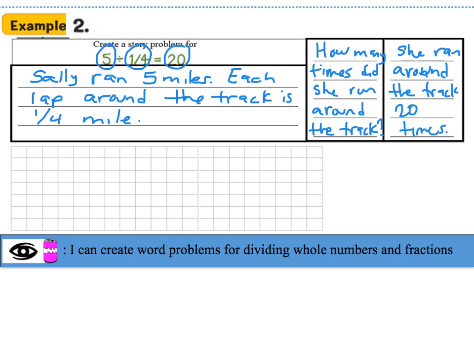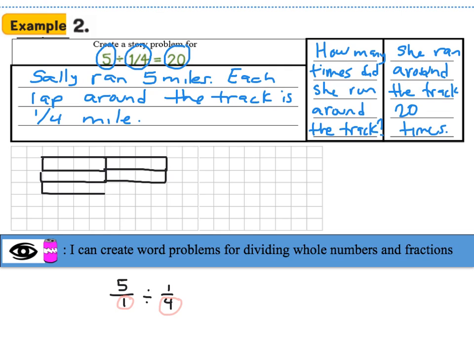Alright, so now that we've written our story problem, let's go back and check how they really got the number 20 using the algorithm, which was 5 over 1 divided by 1 over 4, and I know that my model needs to be a 1 high by 4 long. So here's 1 high by 4 long, and that is 1 mile around the track. But I need 5 of them, so I'm going to need to draw more. There's 2 miles, 3 miles, 4 miles, and 5 miles.